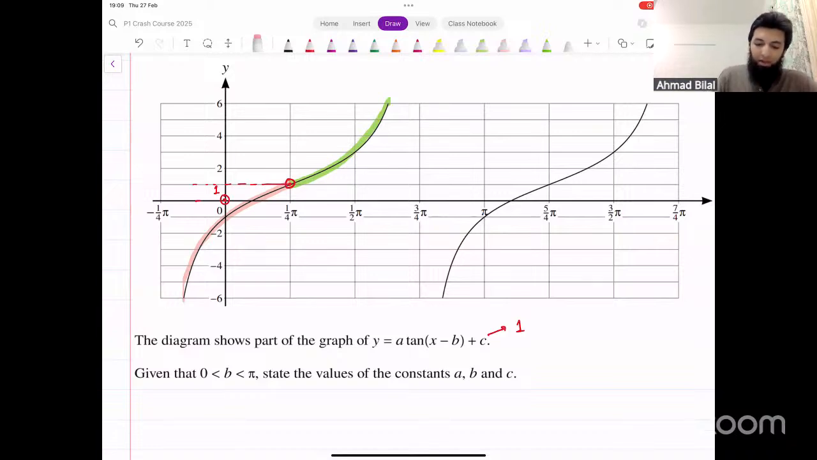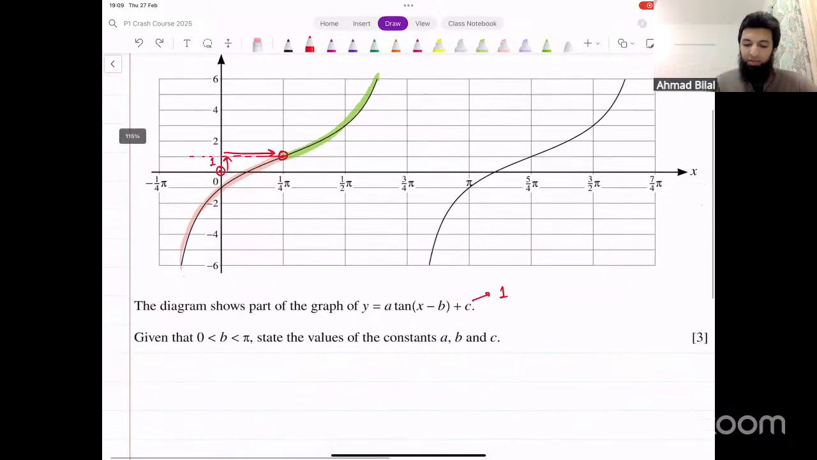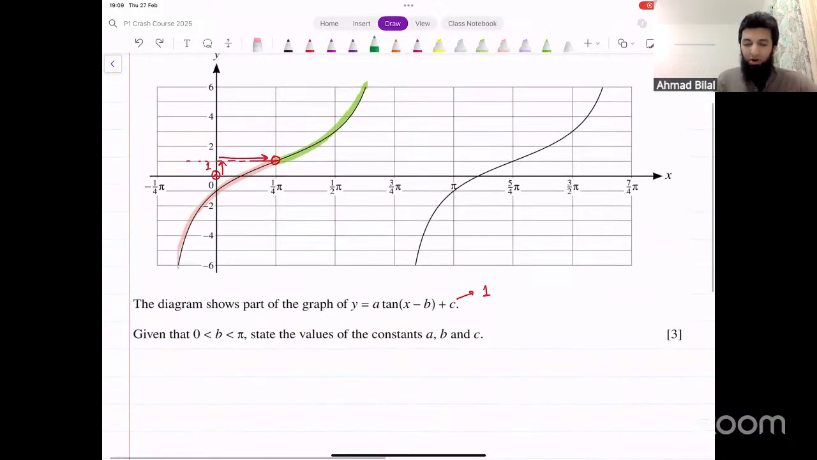Okay. Now, vertically, we are going 1 unit up. The origin, the point at the origin is going 1 unit up. What about horizontally? Horizontally, it's going pi over 4 units to the right. That point at the origin earlier, that's going pi over 4 to the right. What does that mean? It's a horizontal translation, pi over 4 units to the right. That's why we have this minus sign here. It's going right. That's why we have minus there.